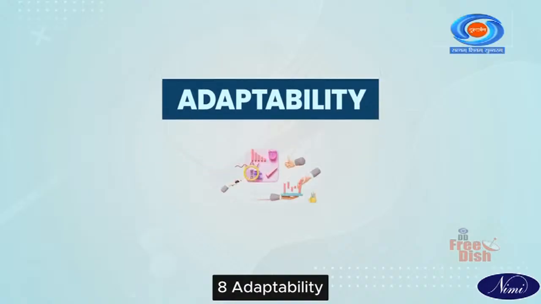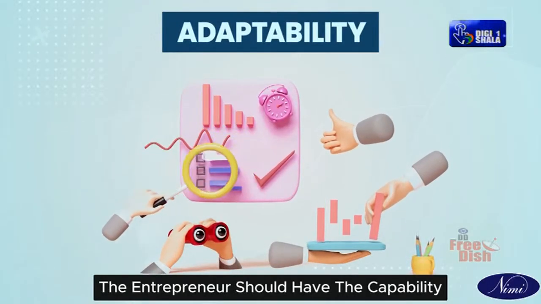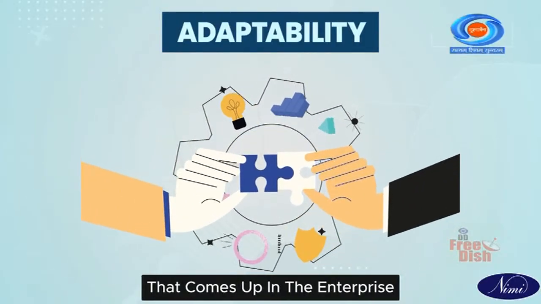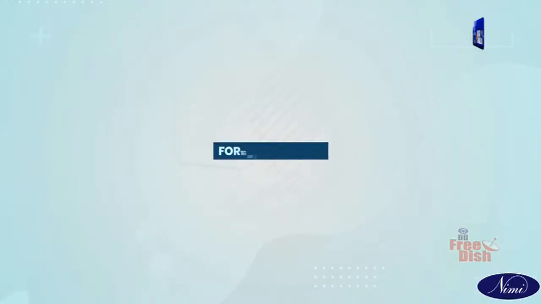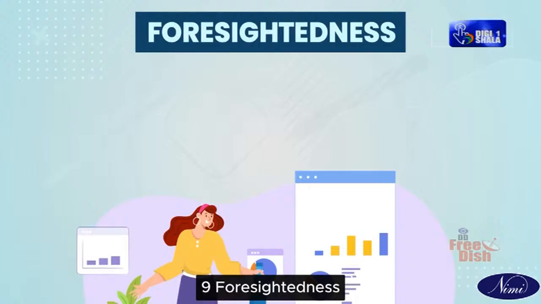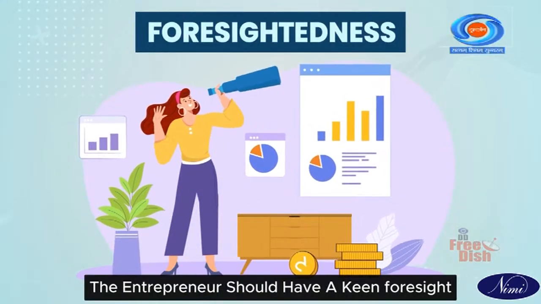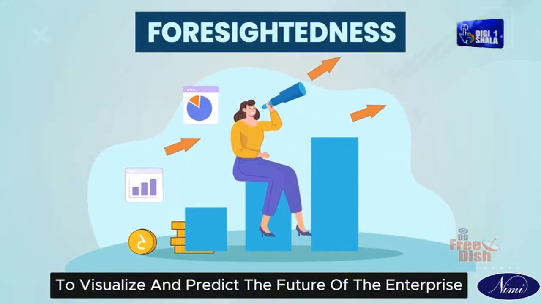8. Adaptability. The entrepreneur should have the capability to adapt to any kind of situation that comes up in the enterprise. 9. Foresightedness. The entrepreneur should have a keen foresight to visualize and predict the future of the enterprise.